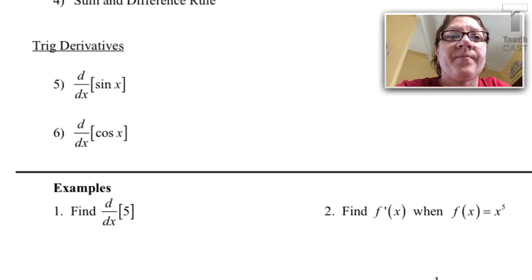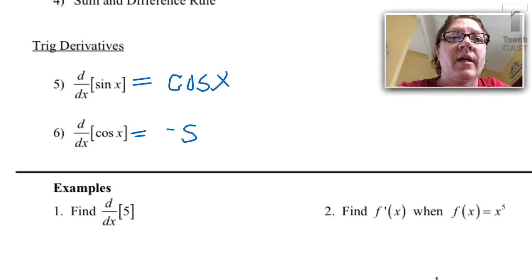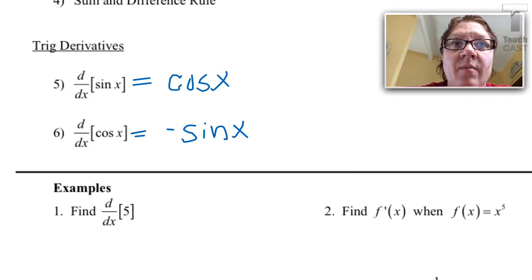So at any rate, the derivative of sine of x is cosine of x, and the derivative of cosine of x is negative sine x. You will use these a bajillion times and you will have them memorized whether you want to or not. Okay, so let's do some examples.